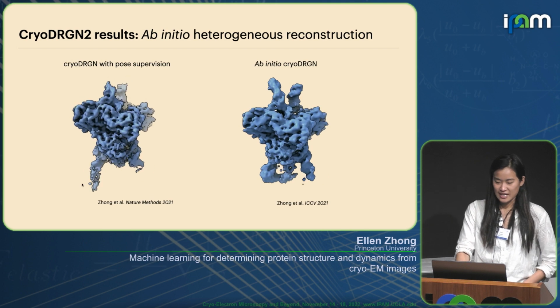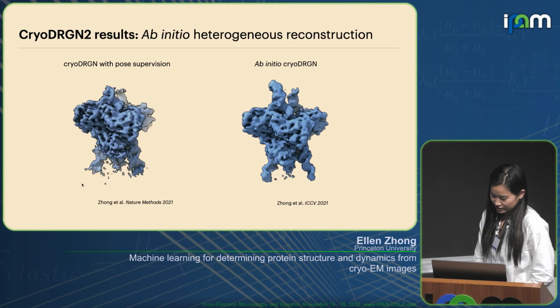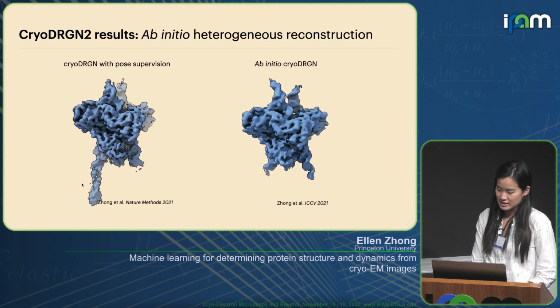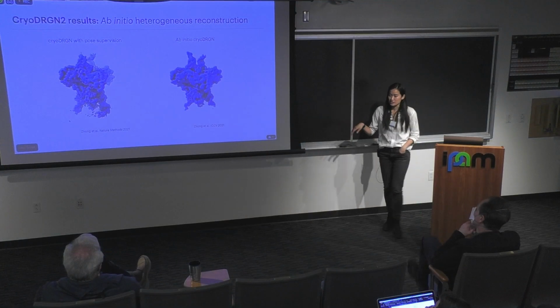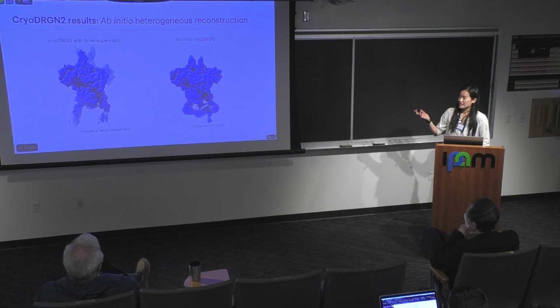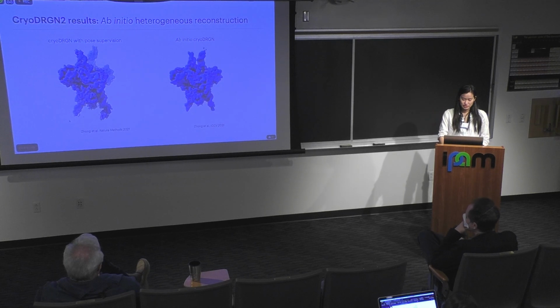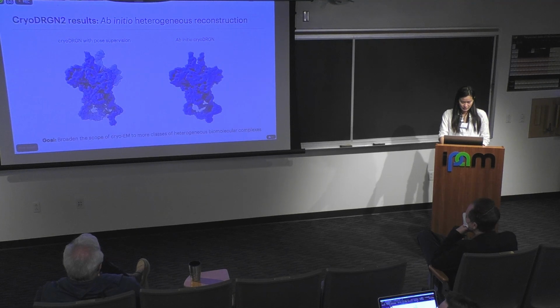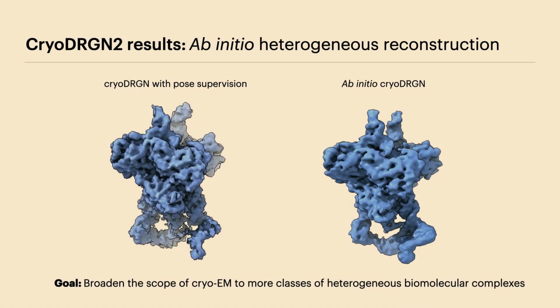And just as a last example, this was again the RAG1, RAG2 complex, and it appears to be less noisy in the regions down here. I think that has something to do with perhaps aligning on the correct symmetry copy, or basically not aligning so much to the relatively rigid core. So the goal is really to broaden the scope of cryo-EM to these complexes for which you can't get a consensus reconstruction.